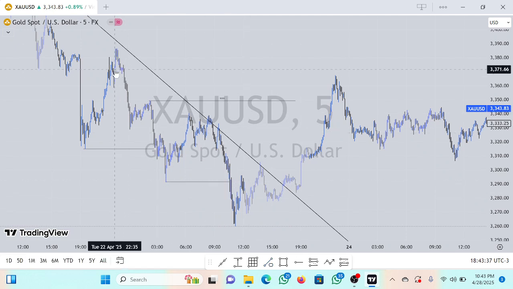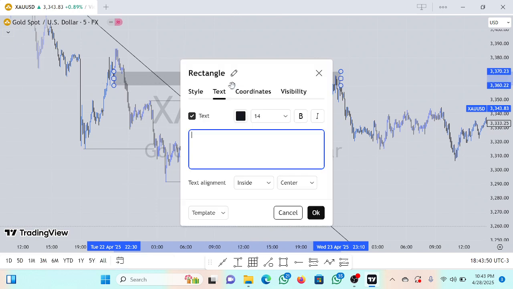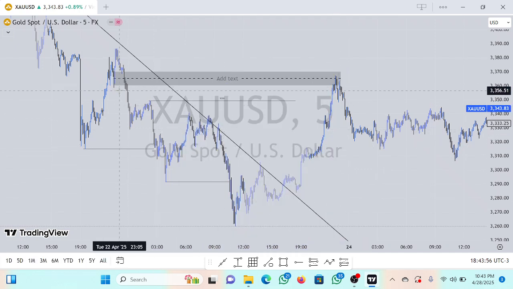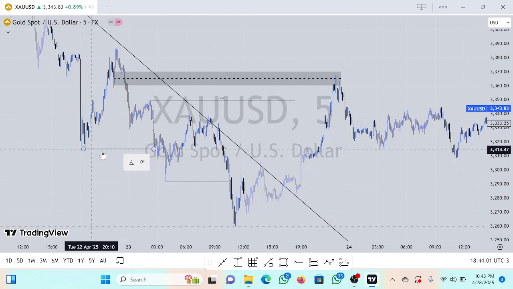So right now, this is a breaker block, a failed order block. I map out this zone because this failed order block is close to this inducement, and it caused a break of structure.